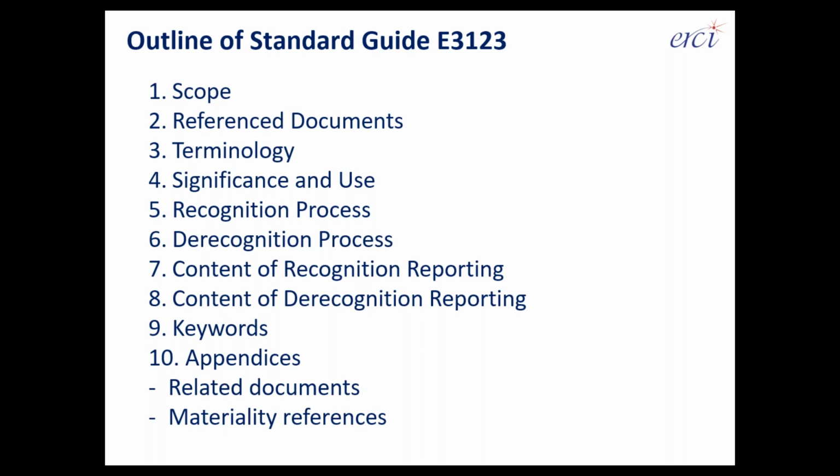Here, very briefly, is the outline of the standard guide. We've got roughly, in section 3, 5 pages of detailed terminology, several detailed pages on significance and use of the standard and how it can be applied in your organization. And then the core of the standard itself is the recognition and derecognition process set, and then the content of recognition and derecognition reporting. I'll be really skipping ahead to sections 7 and 8 here in the next part of our presentation.